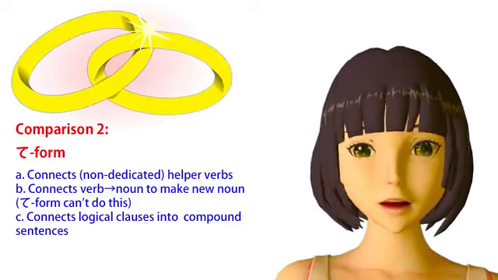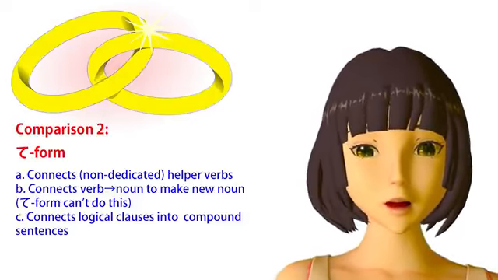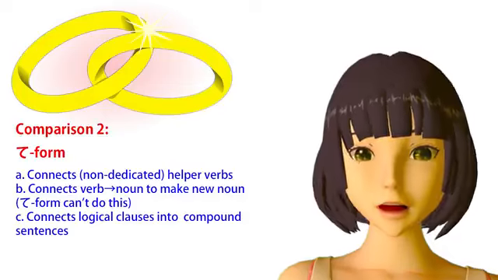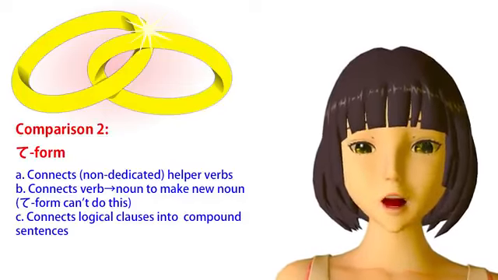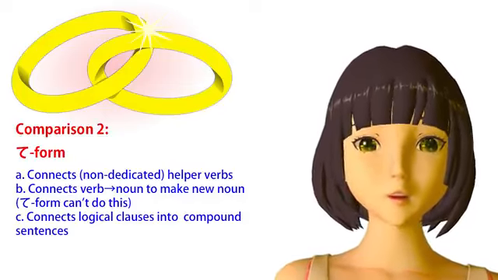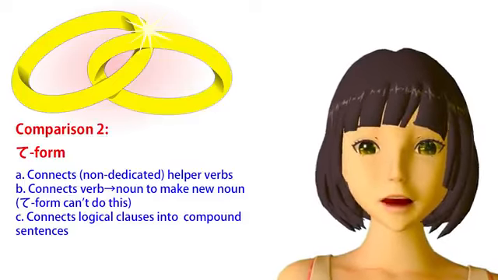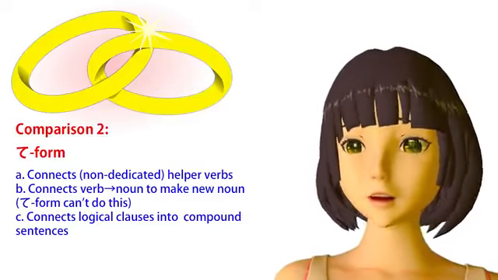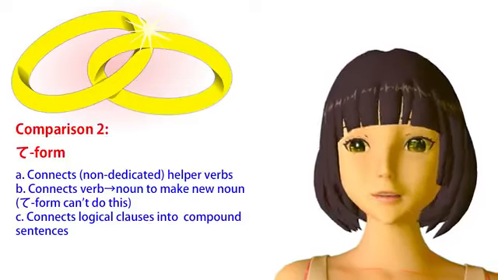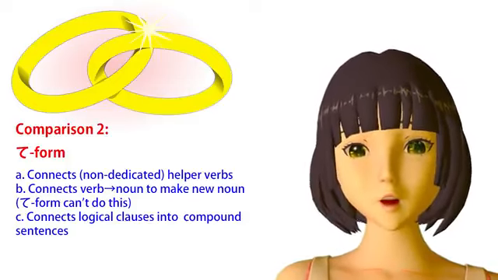Now, this shifts into the area where we can start to compare the I stem, the ren'yōkei, the great connector, to the te form. Now, the te form is the other great connector. Of course, it connects all kinds of things. The I stem is an even greater connector.